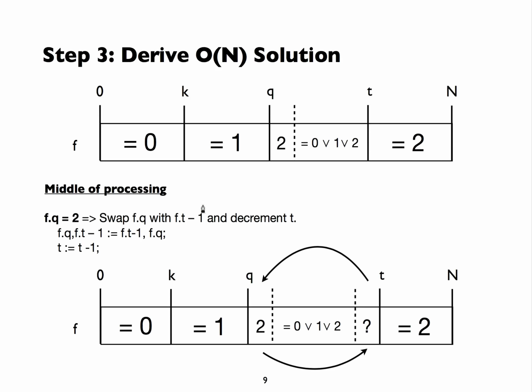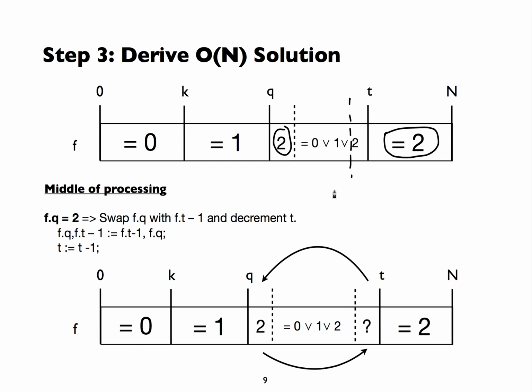The next case that we're going to have a look at is if f.q is equal to 2. Now in this case, it's obviously not in the right place. It needs to be included over here in this segment of 2s. The only place we can put it really is here.